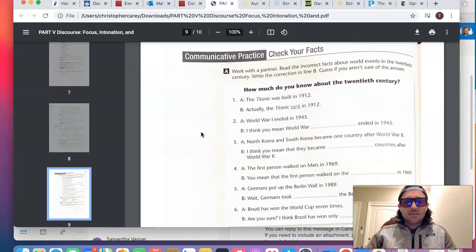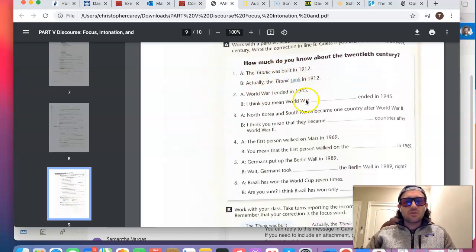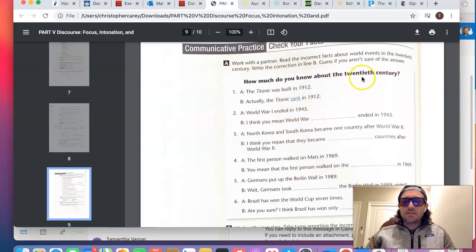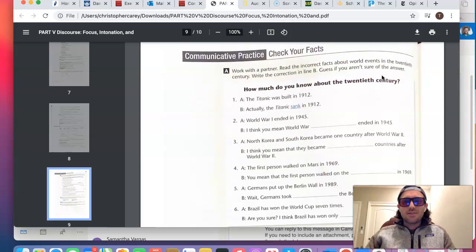For this last assignment, the communicative practice, you're going to go through this dialogue which covers important events in the 20th century. Check your facts. How much do you know about world events in the previous century, the 20th century? And if you're not quite sure of the correct answers, of course you can Google them and likely find them easily, but you can just guess if you're not quite sure what the answer is.